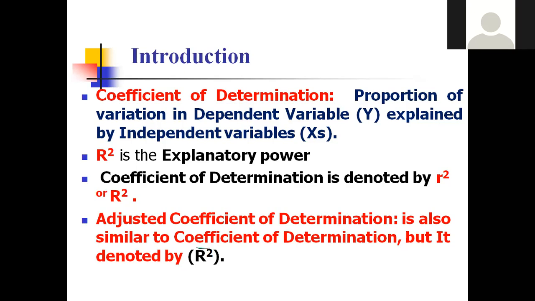The coefficient of determination is denoted by small r square and capital R square. Small r square is used for sample data, and capital R square is used for population data.